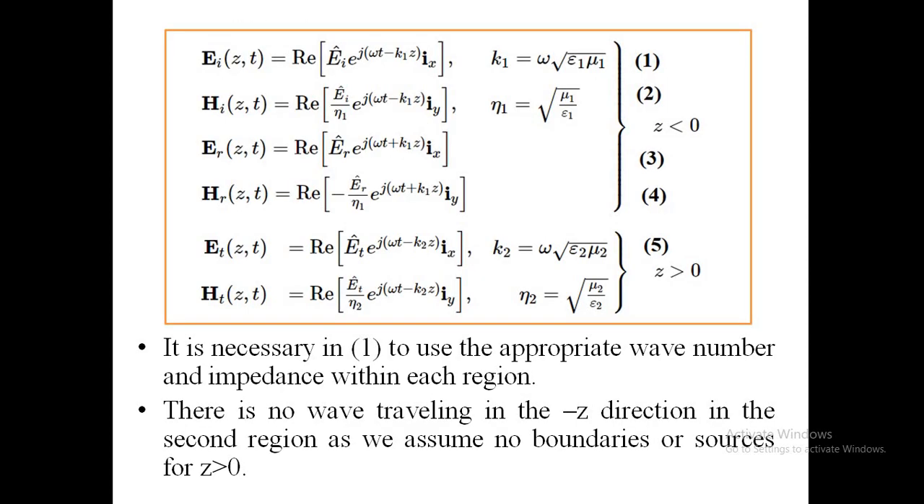So equations 1 and 2 represent the electric and magnetic fields for the incident wave, and equations 3 and 4 represent the electric and magnetic fields for the reflected wave component, and equation 5 represents the electric and magnetic field for the transmitted wave component. It is necessary to use the appropriate wave number as well as intrinsic impedance for the respective region, and there is no wave traveling in the negative Z direction in the second region, as we consider there are no boundaries across Z greater than 0.